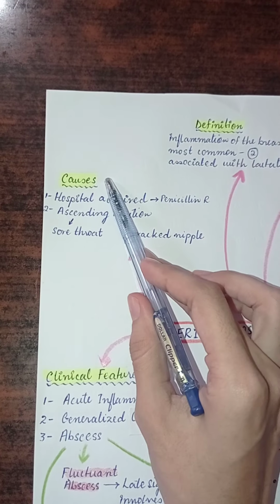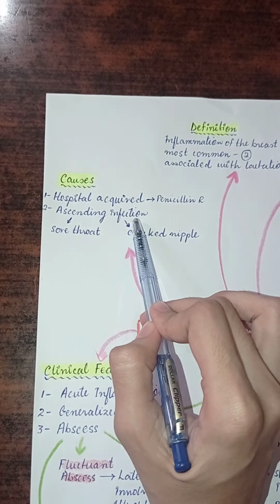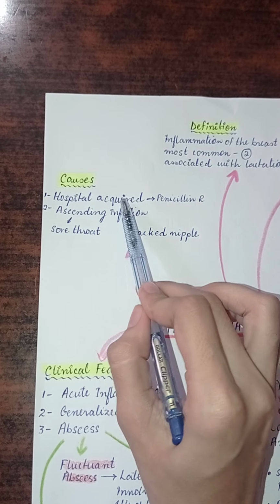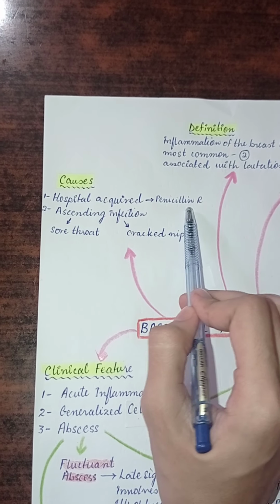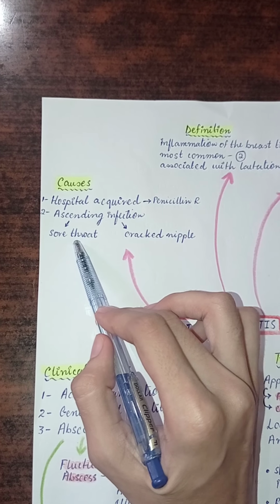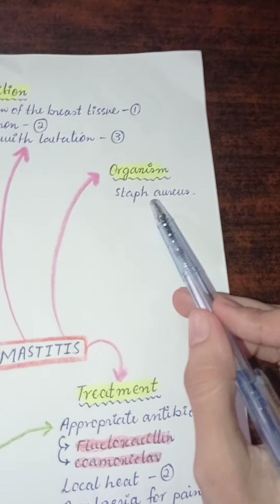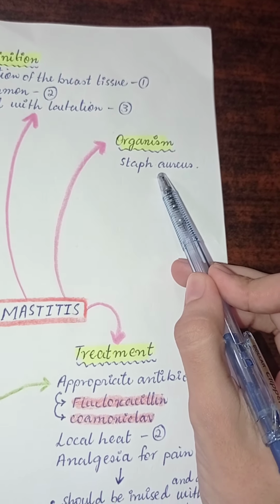Second thing is causes. It can be hospital acquired or it can be an ascending infection. Hospital acquired infections are basically penicillin resistant. And for ascending infection, it could be due to sore throat or it could be due to cracked nipple. The organisms which are usually involved are Staph aureus.